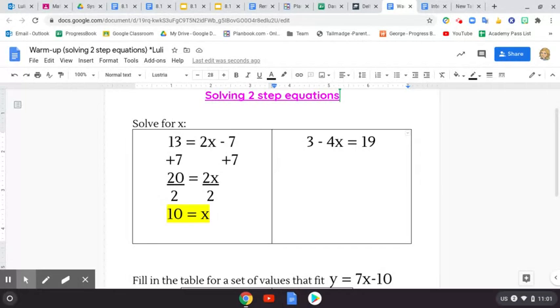I'll go ahead and pause this video, and I want you to solve this next problem, doing the same things: getting x by itself. Be careful of that minus 4x that you see right here. Go ahead and pause, and when you unpause, I'll go through and solve it myself.